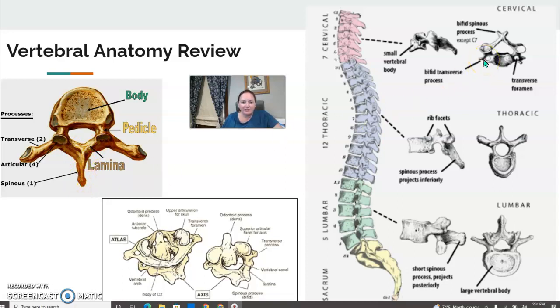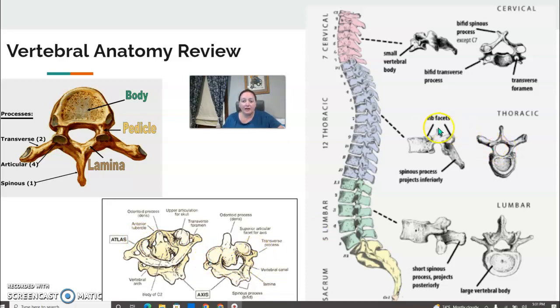There are some significant differences between cervical, thoracic, and lumbar vertebrae. Remember, the cervical ones have that bifid tip, so the spinous process is split. They also have transverse foramen, these openings in their transverse processes. They also are smaller. C1 and C2 are in their own world here. The atlas and axis have their own makeup. One does not have a body, right?